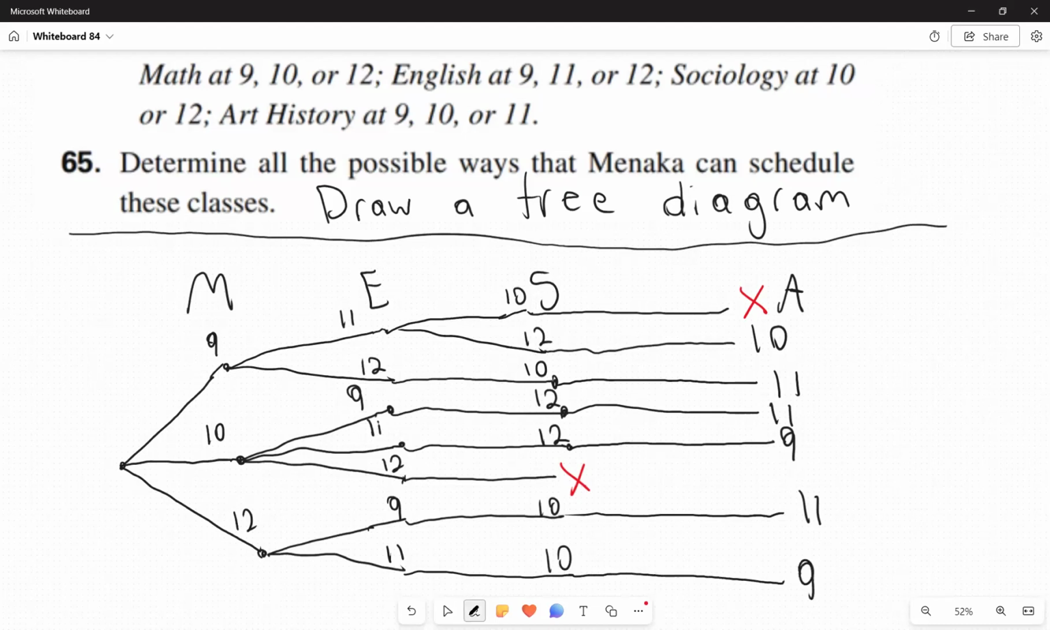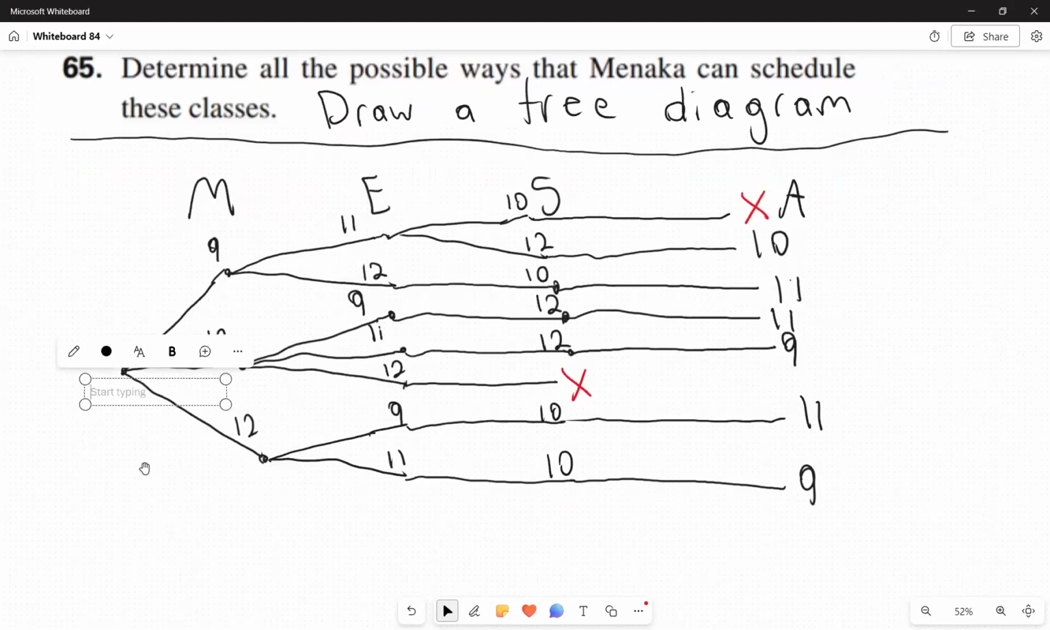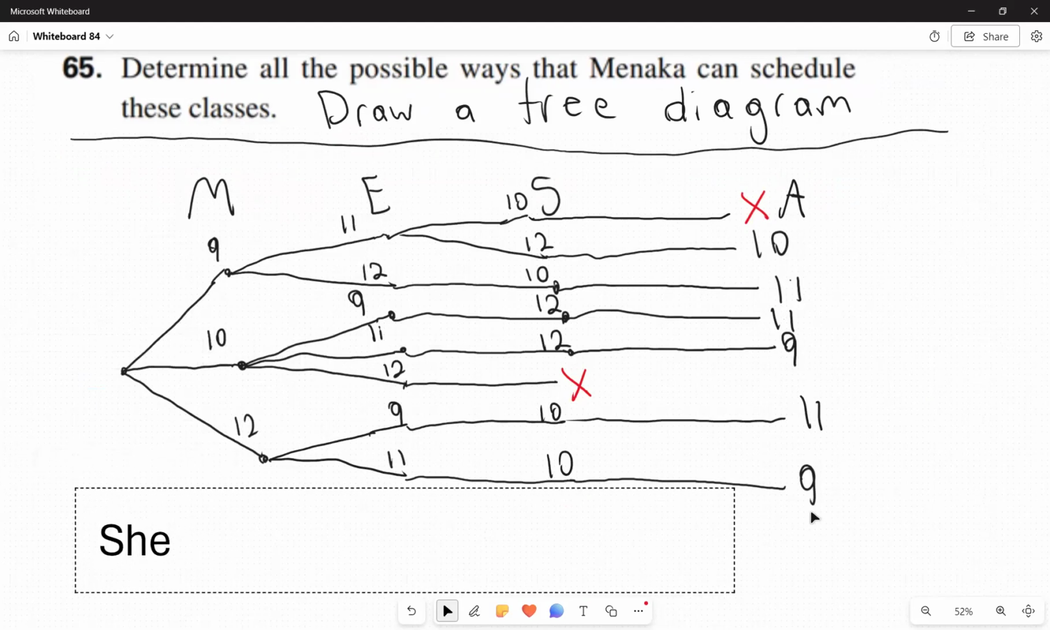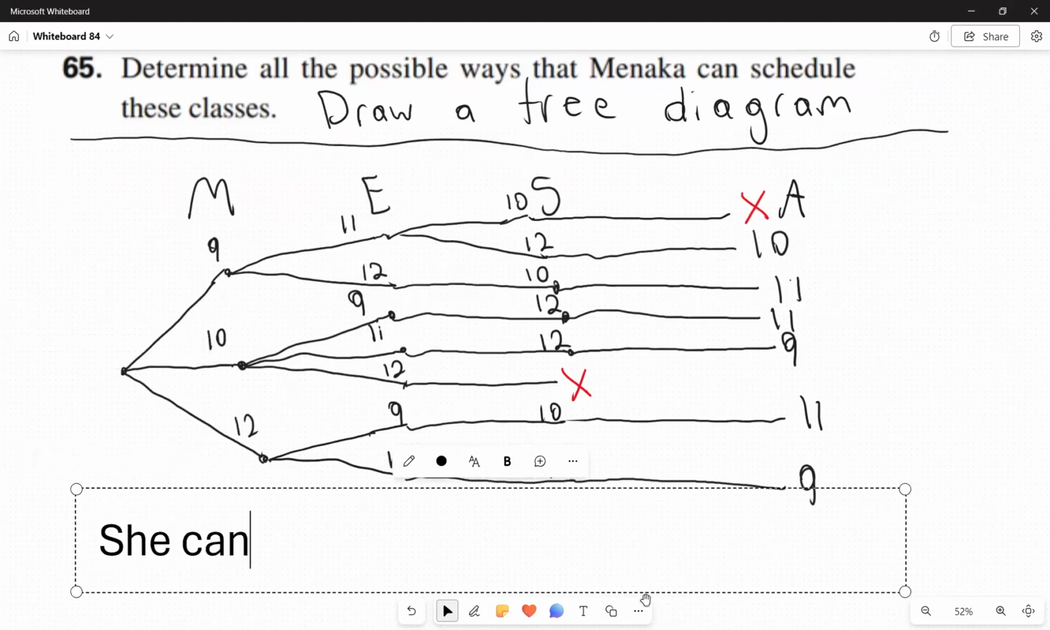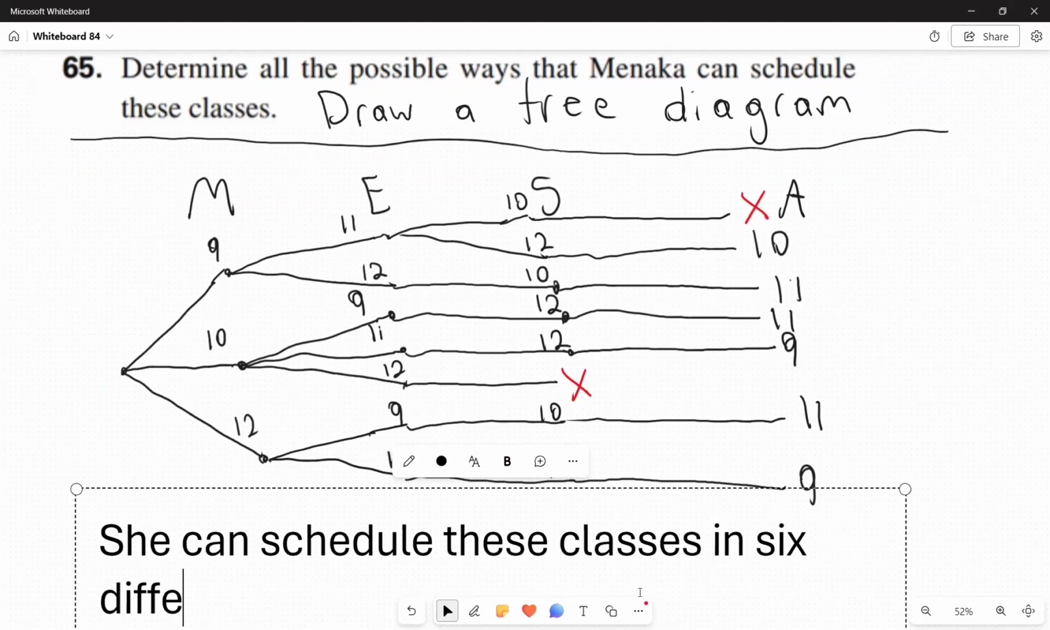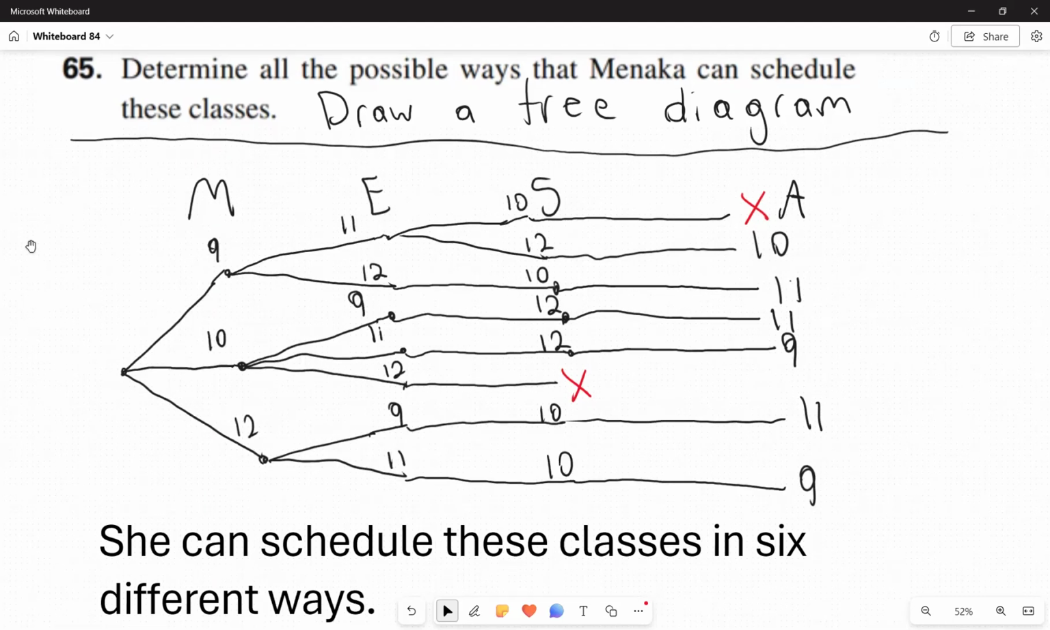So if we count them, we have a total of 6 possibilities. So she can schedule her classes in 6 ways. So that's the tree diagram and the final answer.